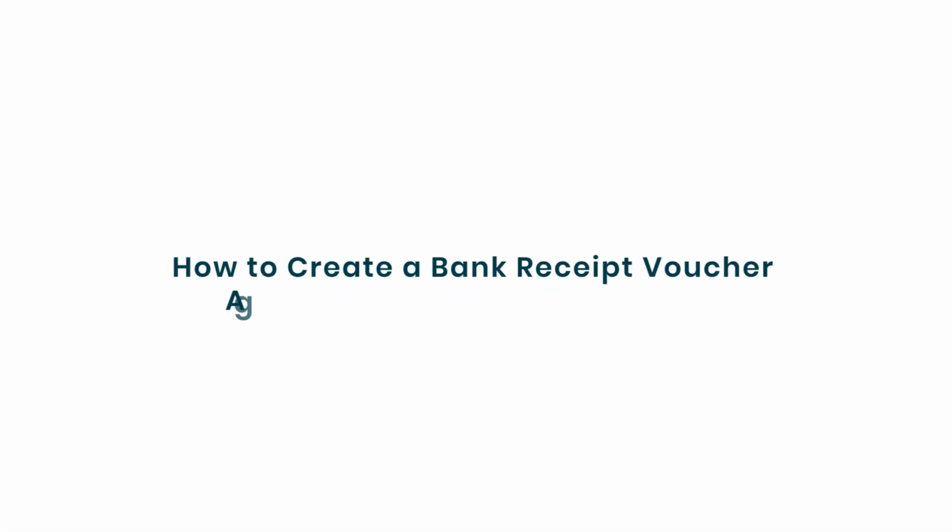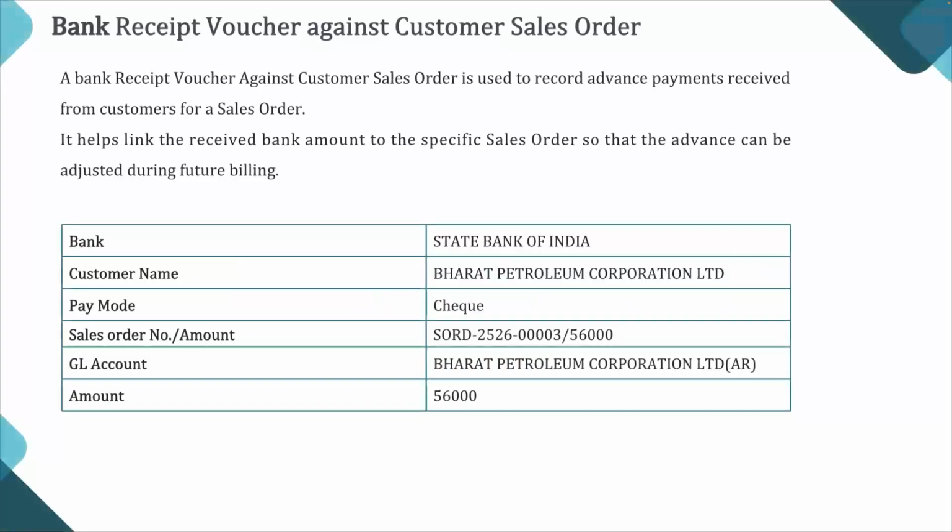Let us see in this video how to create a bank receipt voucher against a customer sales order. A bank receipt voucher against customer sales order is used to record advance payments received from customer for a sales order. It helps link the received bank amount to the specific sales order so that the advance can be adjusted during future billing. Let us take one example.